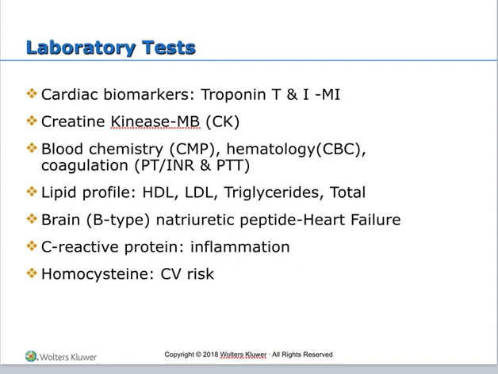BNP is your best indicator of heart failure. A negative is usually 100 or less. Your C-reactive protein is an indication of inflammation. It's a general marker. It's not specific to where the inflammation occurs. That has to be correlated with patient signs and symptoms. And then homocysteine is a tool that helps the physician evaluate general cardiovascular risk.